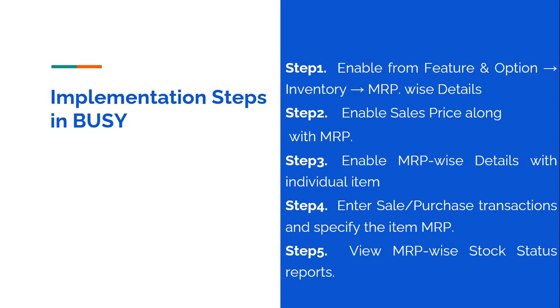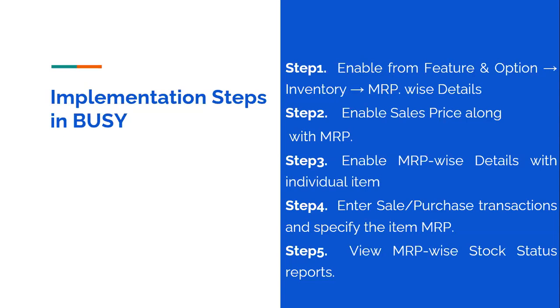Fourth step is to maintain the MRP-wise entry through sales and purchase transactions. Whenever you do a sales or purchase transaction, you can maintain the track record of MRP-wise stock of that particular item. And fifth step is the various types of reports that we provide in Busy software about the MRP-wise detail. We'll go through all these steps and see them practically in Busy software.